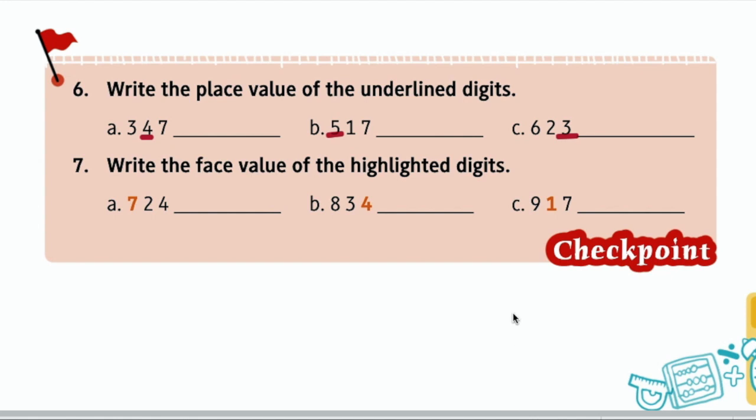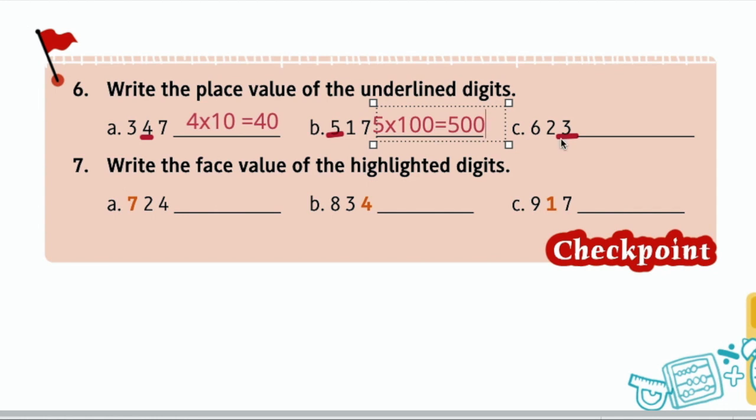A, we have 347. So 7 is in ones place, 4 is in tens place and 3 is in hundreds place. So they have underlined 4. So we have to write 4 into 10, which is 40. Next, B, we have 517. Here, 7 is in ones place, 1 is in tens place, and 5 in hundreds place. So, here the place value of 5 is 5 into 100, which is 500.